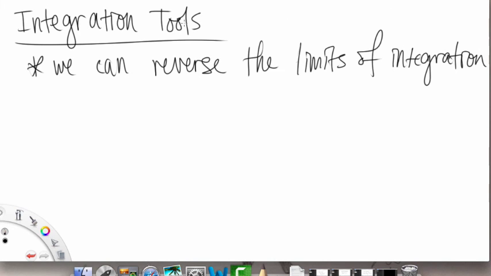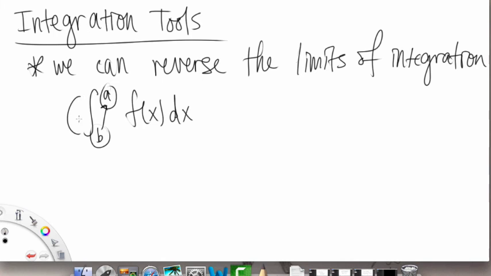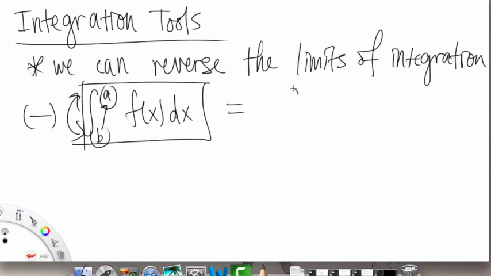By reversing that, what we mean is, if we have the integral from b to a of f of x dx, we would integrate from b to a, but if we wanted to reverse those, we would just flip them and add a negative sign in front. So this is equal to negative, and we swap those limits of integration. We can do that if we feel like it, or if the problem calls for it, okay?